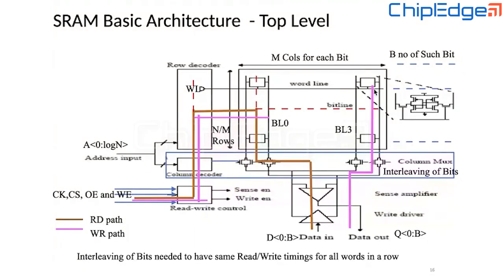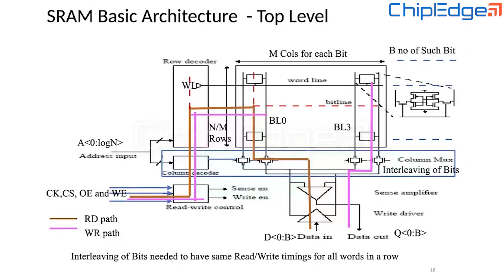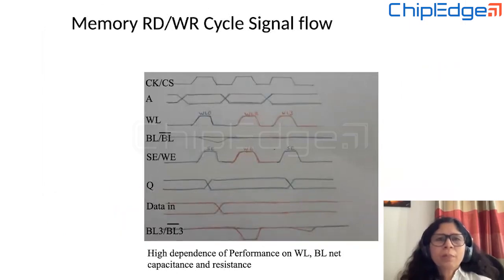Okay, so this is how the overall SRAM architecture, or in general any memory architecture, is envisaged or put into place. I hope this much is clear. So now we will talk about a typical read-write cycle, signal flow.